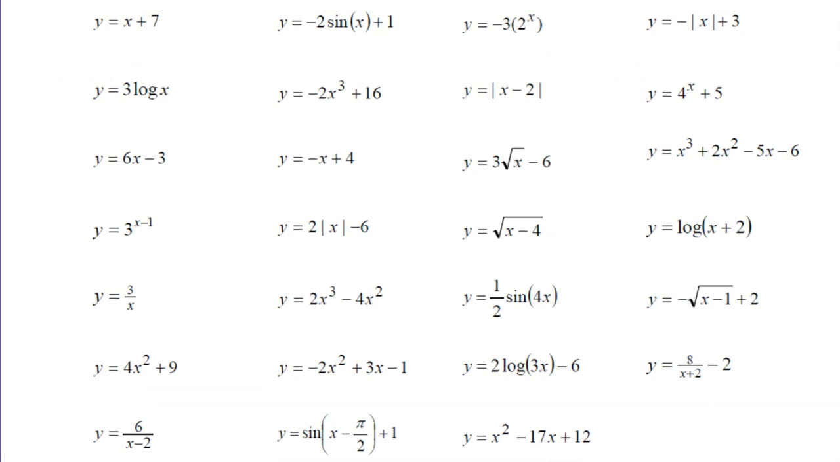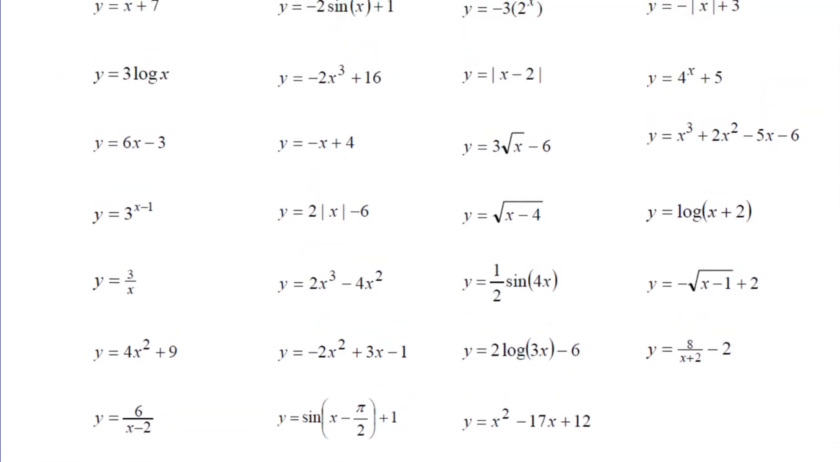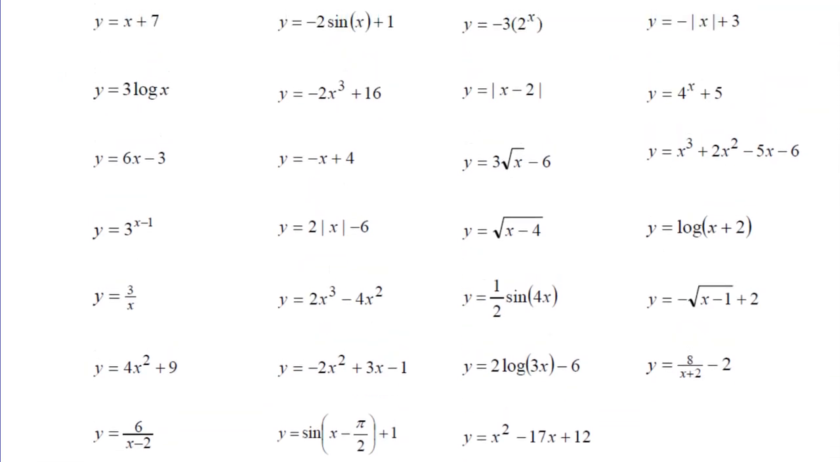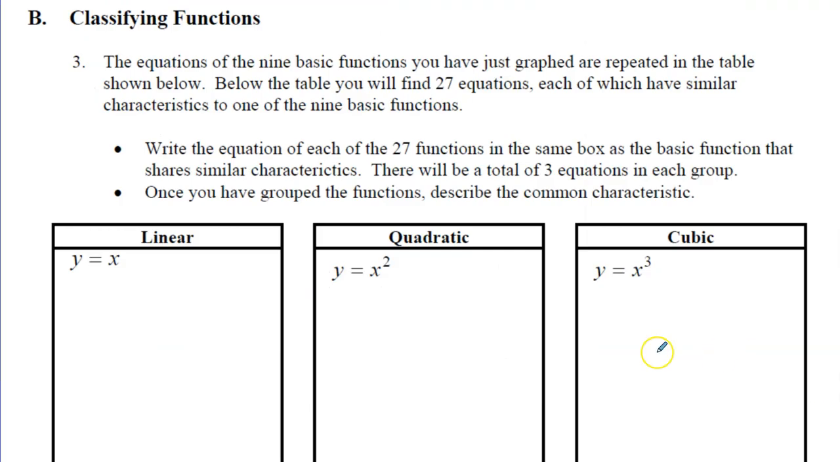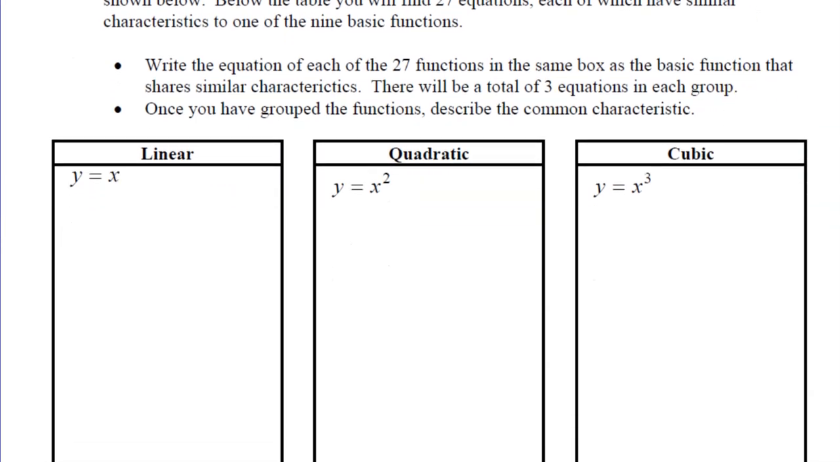So we've got these 27 equations, and what we want to do is go back. Write the equations of each of the 27 functions in the same box as the basic function that shares similar characteristics. So there's 9 boxes, 27 functions. There'll be 3 in each group. Once you have grouped the functions, describe the common characteristics.